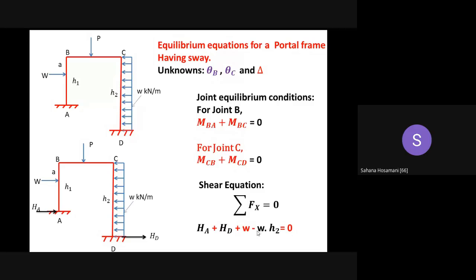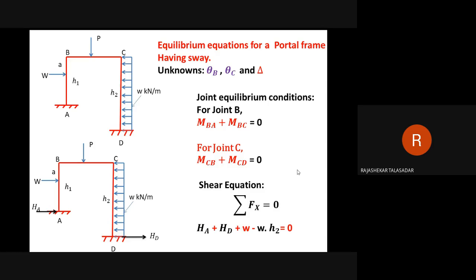So I will put a question here. Suppose there is no UDL here, then what will be your shear equation? Assume that UDL is not there. HA plus HD plus W equals 0. Very good. Now assume that W is not there, only W is not there. HA plus HD minus W into H2 equals 0.